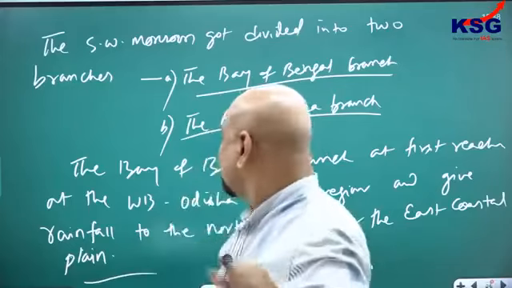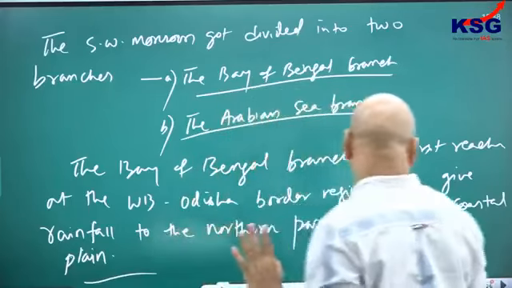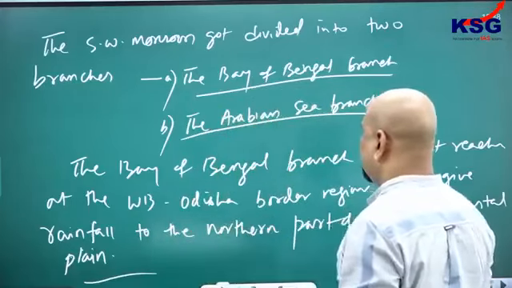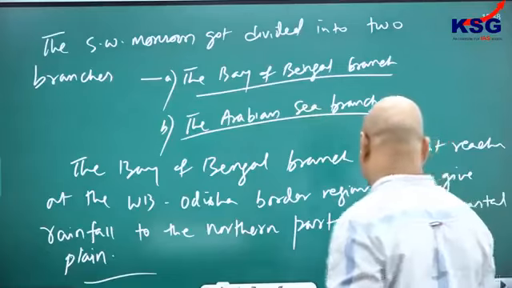Clear? I hope you got these things. Bay of Bengal, another part of the East Coastal Plain. Next one.